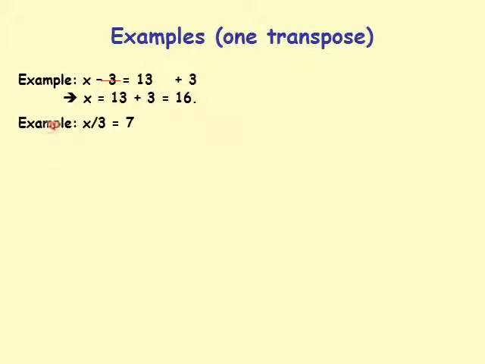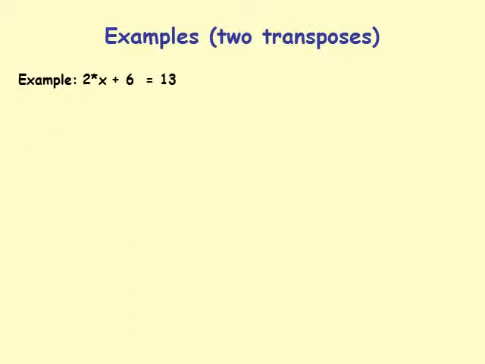Let's do another example. x divided by 3 is 7. We only need x here, so the divided by 3 has to go to the right, which means moving it across the equal sign. It gets transposed to a multiplied-by term. So this divided by 3 gets transposed to the right and becomes multiplied by 3. So x is equal to 7 times 3, which is 21.